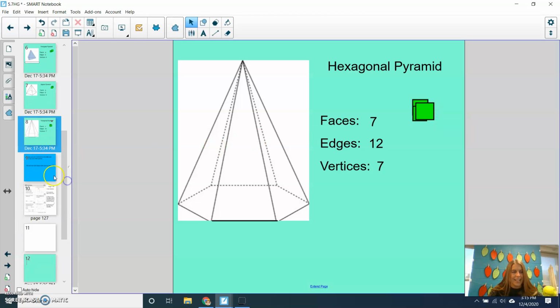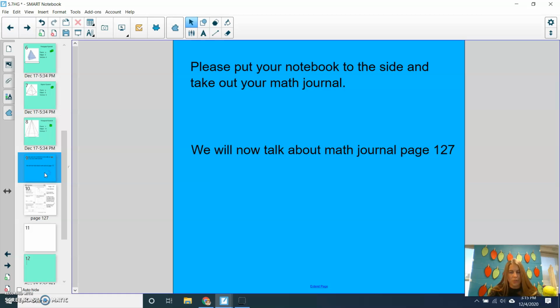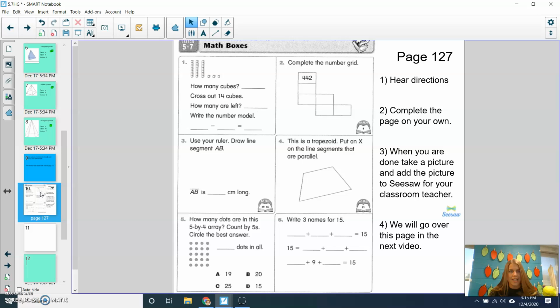All right. The last thing that we'll do, we'll put our whiteboard or our notebook to the side and we'll talk about math boxes. So our math box page is page 127. I'm going to talk about the directions, then I'll ask that you complete the page on your own. When you're all done, take a picture and add that picture to Seesaw for your classroom teacher. We'll go over this page in our next video.